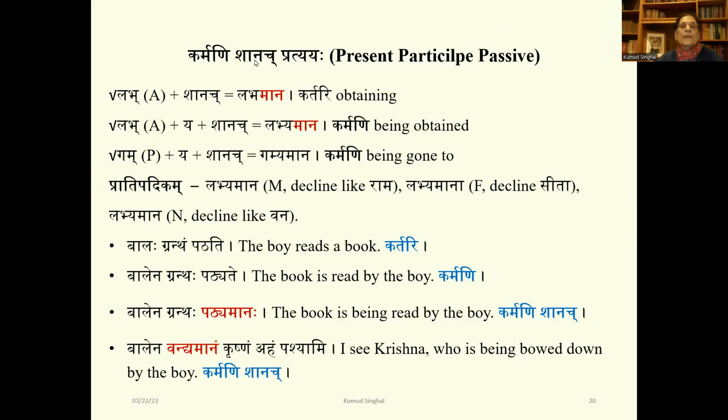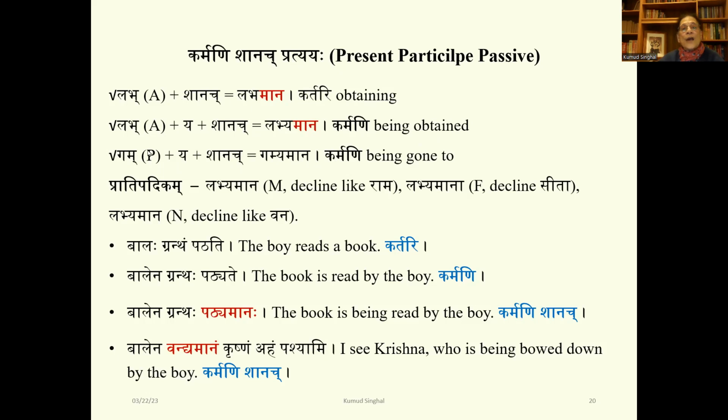And then now, let's look at the Karmani Shanach Pratyaya. So this is called present participle passive. So if you take a dhatu lab, which is an Atmanepadi dhatu, and you add Shanach to it, the Pratipadikam is Labhaman. It is a kartari, obtaining. It means obtaining. If you add a passive, remember in passive you add a ya and you have a Shanach form. So now you will have Labhyamana, karmani, being obtained.